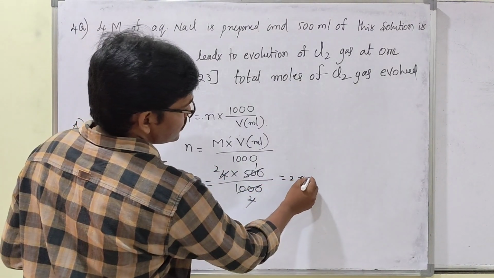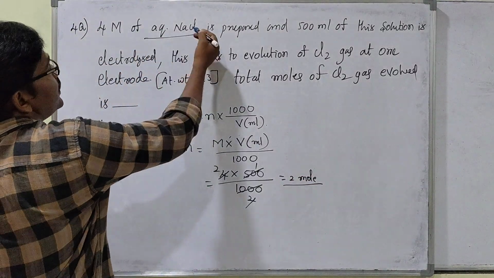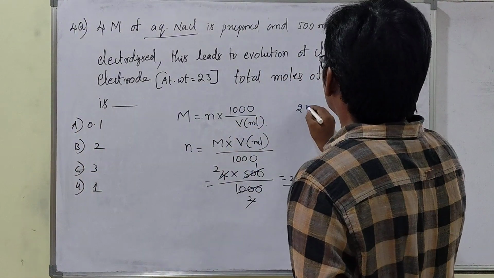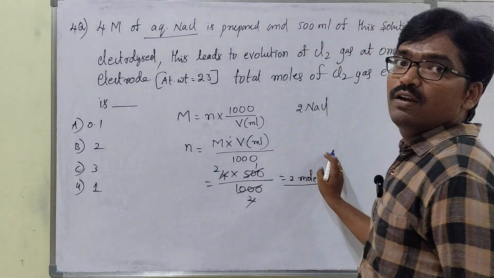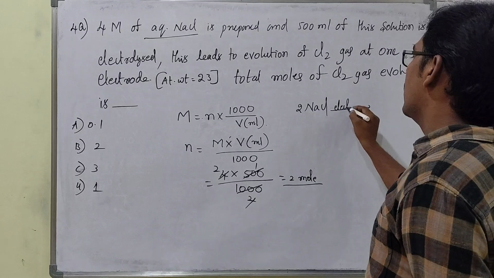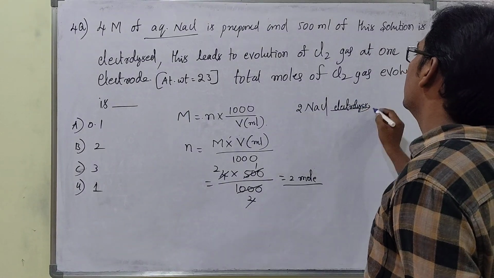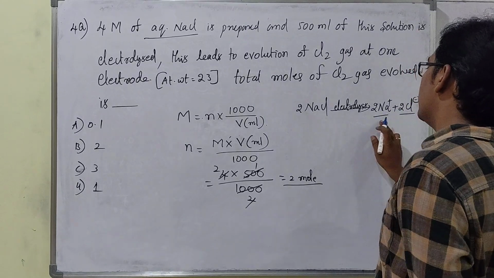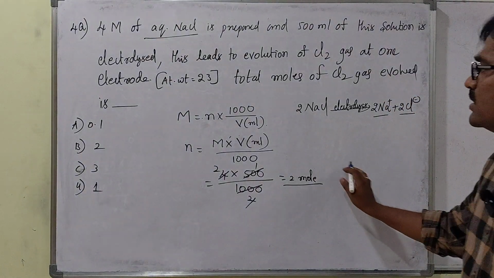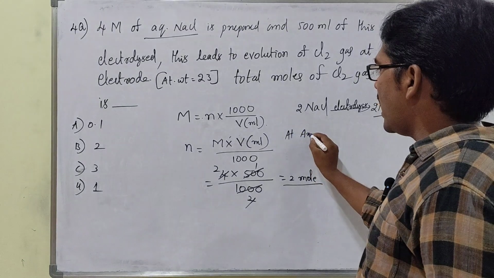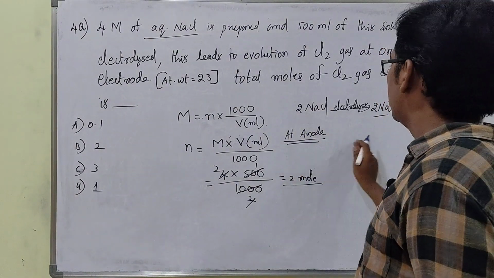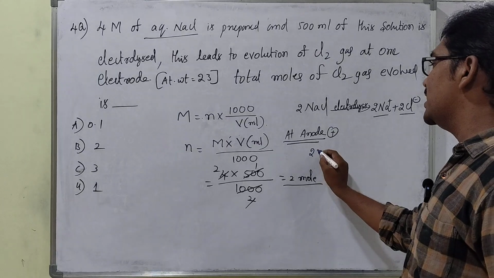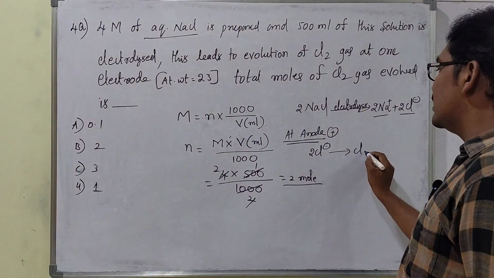So this is the number of moles of aqueous NaCl. If you take 2 moles of NaCl, then during electrolysis, 2 moles of sodium ions and 2 moles of chloride ions will be produced, right? Now at the anode, the anode is positively charged, so the negative part will move towards it. That is 2Cl minus gives Cl2 plus 2 electrons.